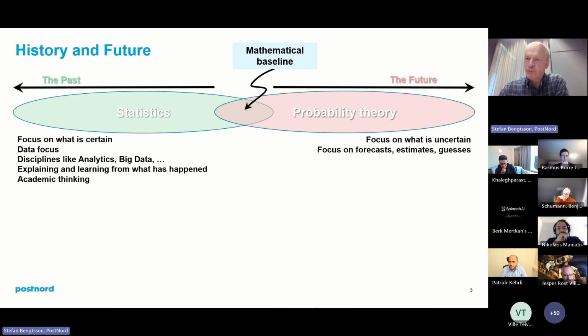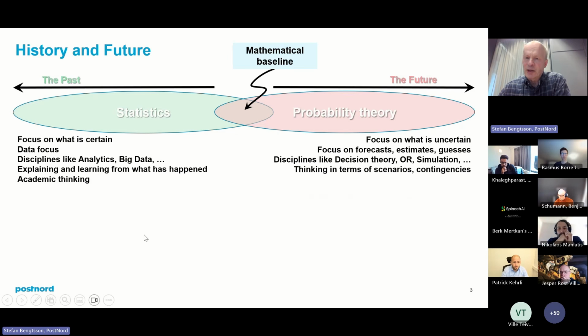We focus on forecasts, we focus on estimates, we focus on guesses, because that's all that we have when we look into the future, because the future is per definition unknown. We find this focus in disciplines like decision theory, to some extent operations research, and simulation, of course. We think in terms of scenarios and contingency and that way of thinking.